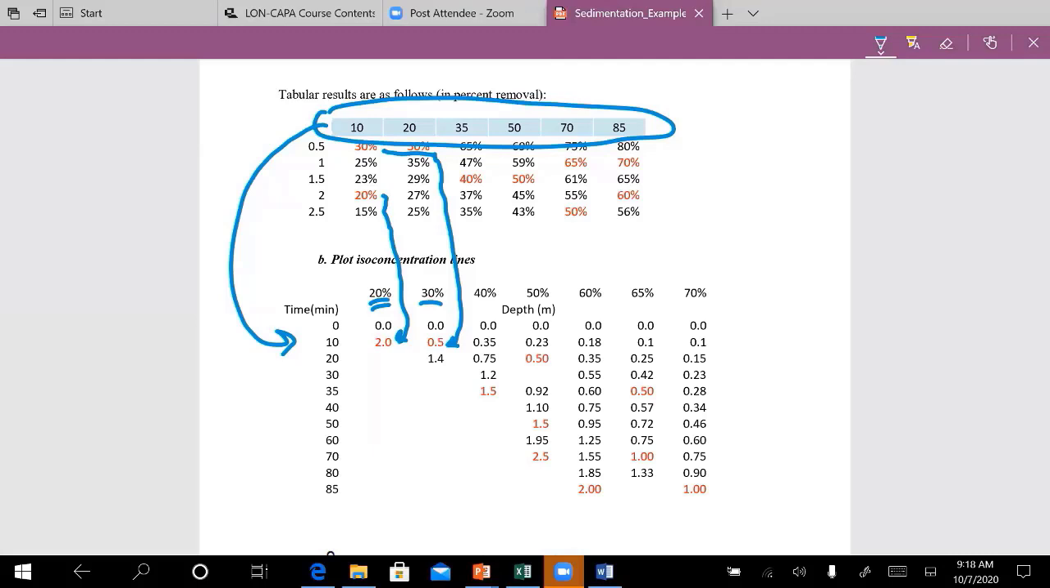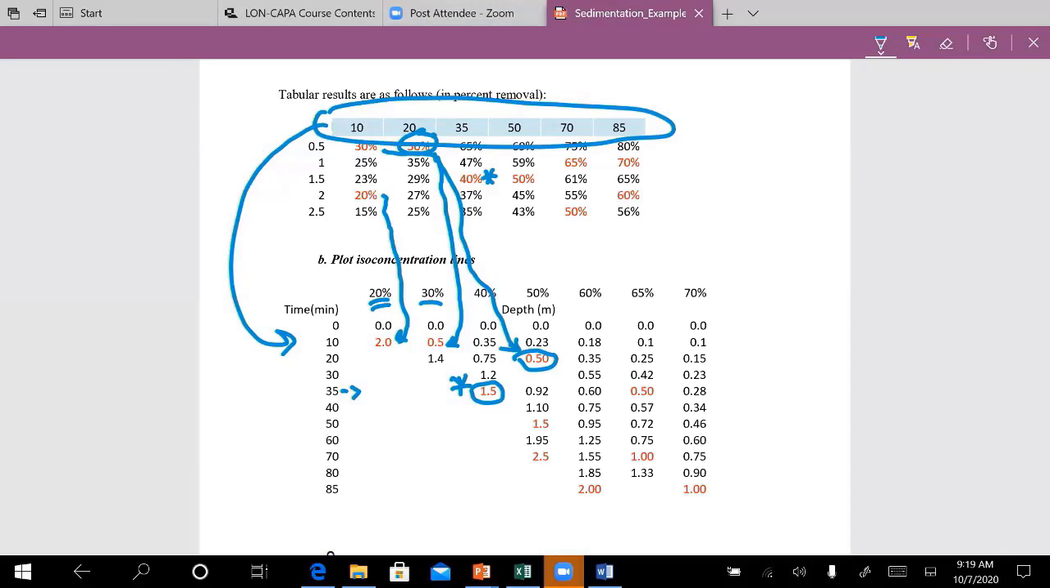If we look at this, this is 50%, and I apologize for writing over the line. That corresponds to 20 minutes at 0.5 depth. The red cells are the easy ones to deal with because they correspond to the % removals that we're looking at for iso concentration lines. Let's look at this one here. We have 40%. That 40% occurred at 35 minutes and a 1.5 depth, so that corresponds to this one. I'm just going to put a little asterisk next to it. And we continue in this way.